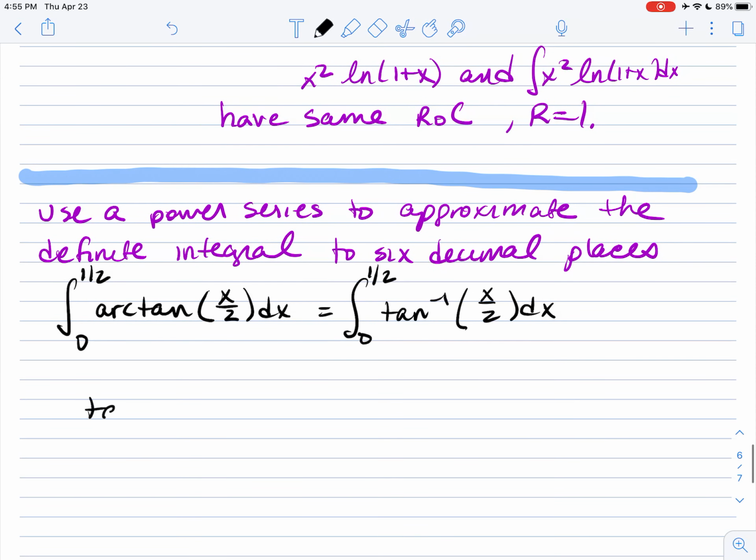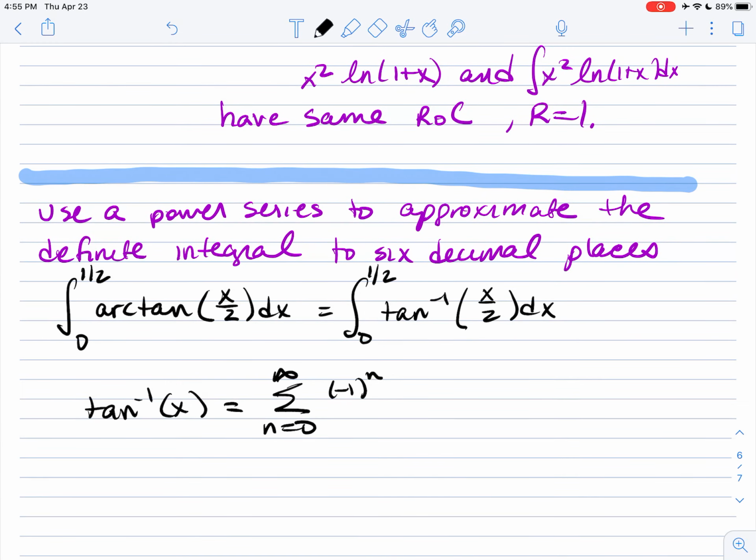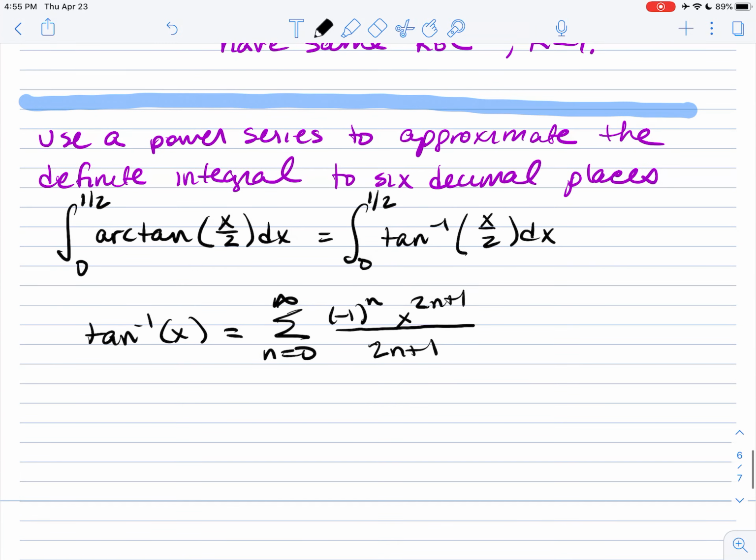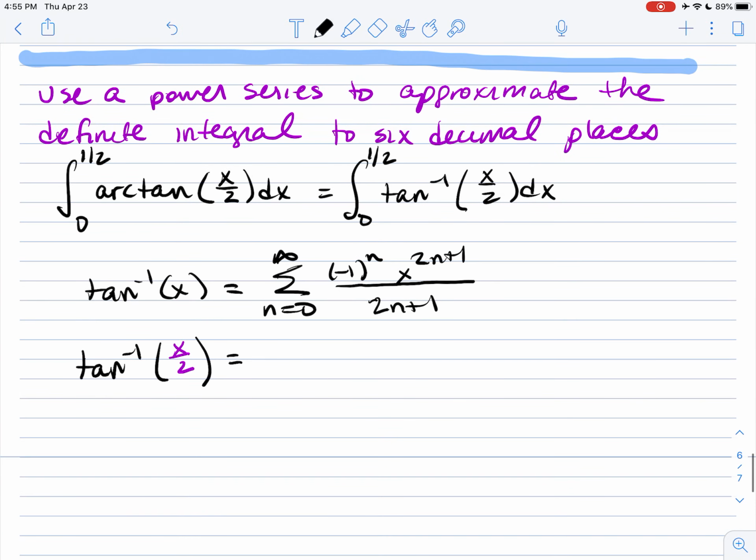And we did derive last time that as a known series, inverse tangent of x is equal to the summation from n equals 0 to infinity of minus 1 to the n times x to the 2n plus 1 over 2n plus 1. And so now if I want to calculate the series of inverse tangent of x over 2, wherever x appears, I'm going to substitute x over 2.